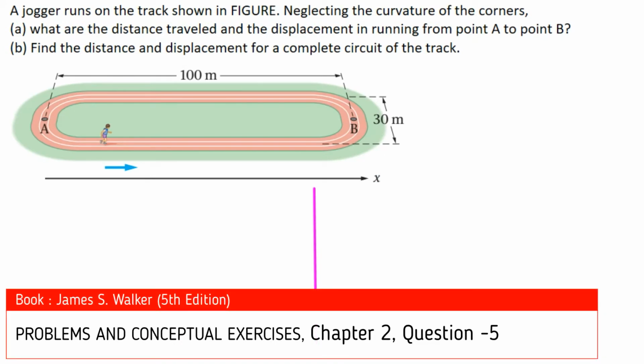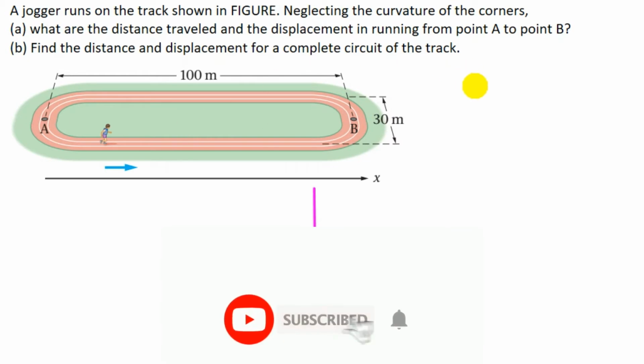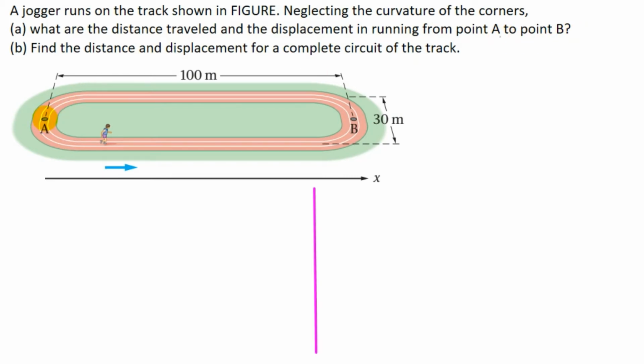Now here in this question we are given that a jogger runs on this track, as you can see in this figure, and we have to neglect this curvature for solving the problem. Now in the A part, we have to find the distance traveled and the displacement in running from point A to point B. So this is point A and this is point B. Now before solving, we'll define the coordinate system. So this direction we have taken to be the positive x-axis. So this direction would be positive and this direction would be negative. Now we can solve the A part, case A.